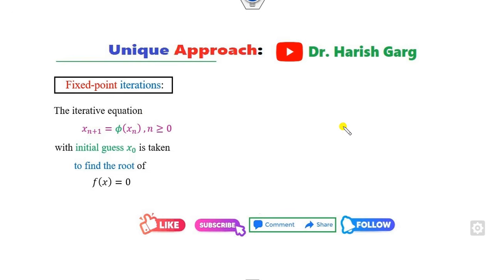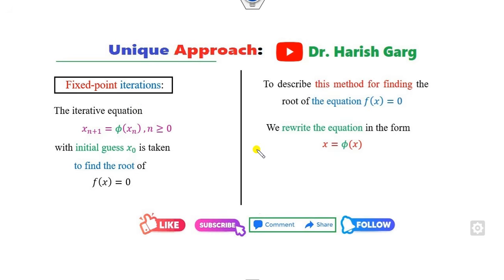Once you find the fixed point, then the iterative equation will converge to the fixed point. If you are able to find the fixed point, then the iterative equation will converge to the fixed point for any choice of the initial value x naught. Remember, if your iterative method is convergent, then it will converge to the fixed point for any choice of x naught. But the question arises: how can you define this function phi of x?